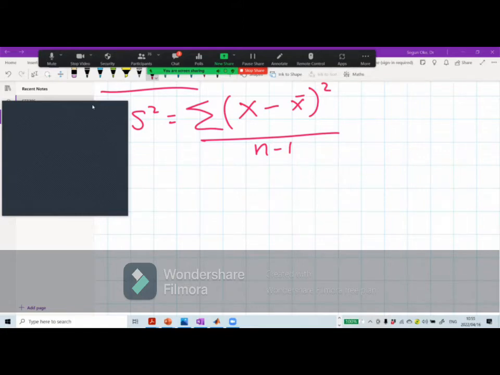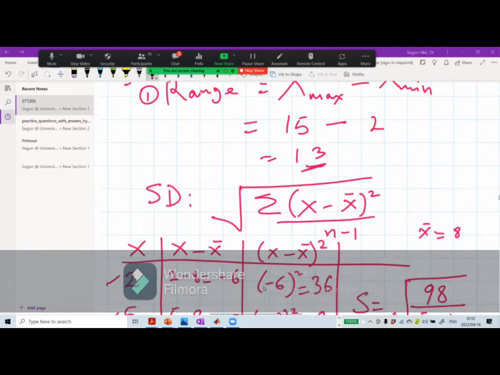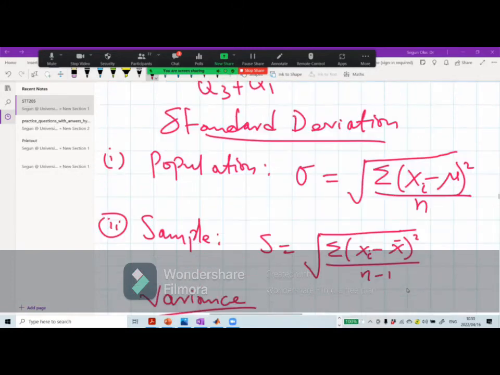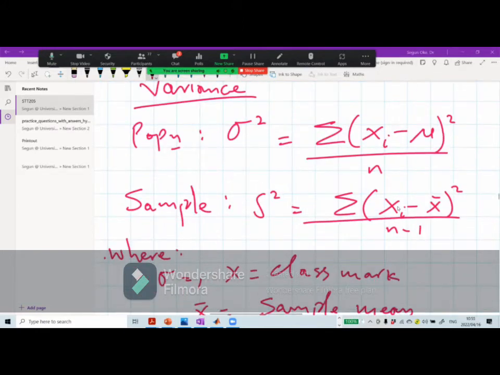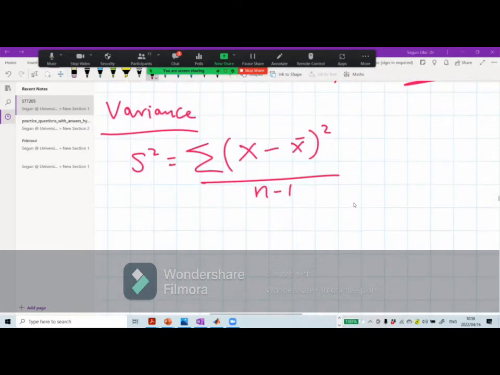Someone said the variance doesn't have minus 1 under it, just n. That is the one for the population. For a sample, it has n minus 1. This is the variance for a sample. Please take note, because that is where people miss it. It's not the same.